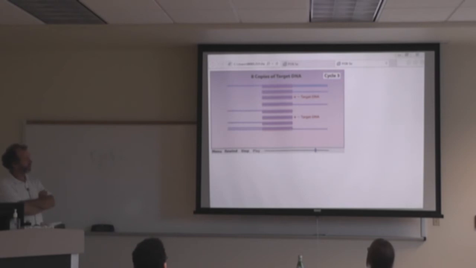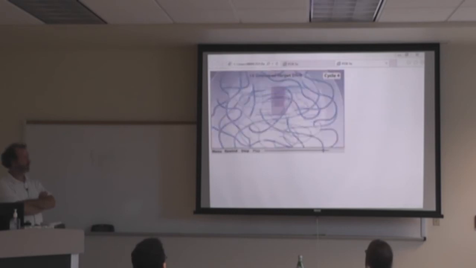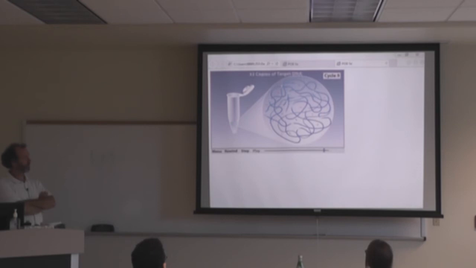Note that only two of the double-stranded copies consist of just the target fragment. The others also include flanking DNA regions. As the number of cycles increases, the products consist of a greater proportion of fragments with just the target DNA. After four cycles, half of the fragments consist of just target DNA, and half of the fragments also contain flanking DNA. With each additional cycle, the number of copies of our target sequence doubles. At the end of cycle 25, there are more than 33 million copies of this double-stranded target region.